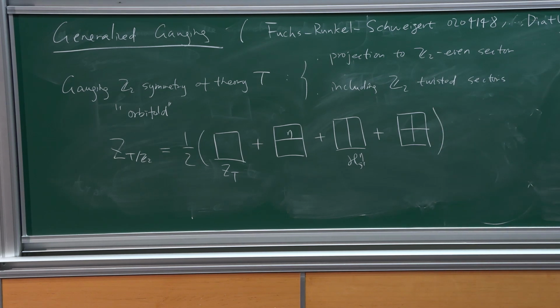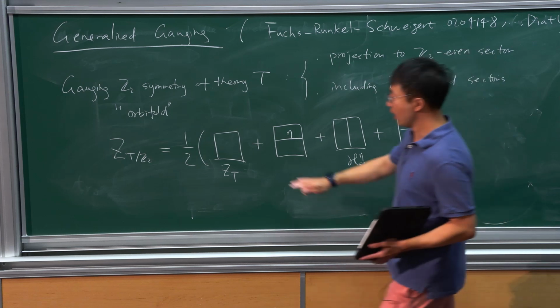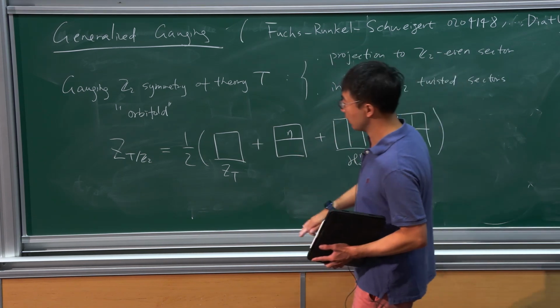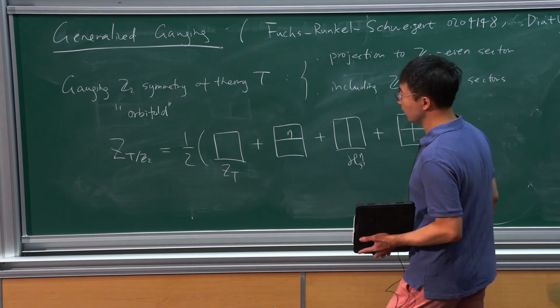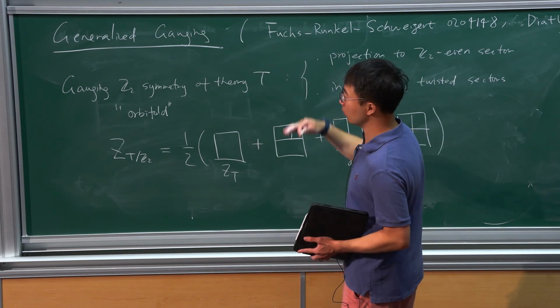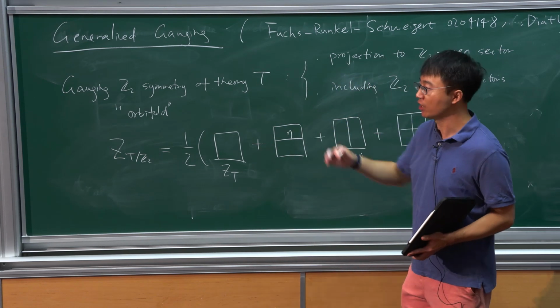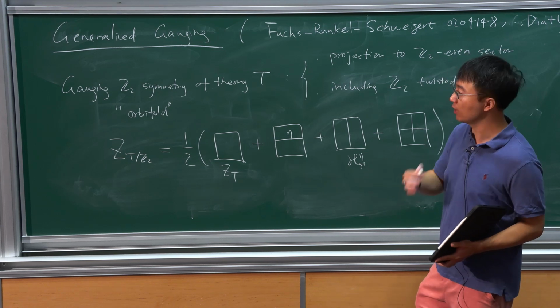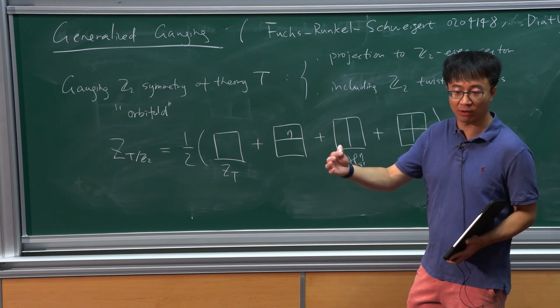The reason that these blocks have to come with the same coefficient, and this 1/2, is the following. We want to define a procedure, namely gauging or orbifold, which is a map from consistent QFTs to consistent QFTs.